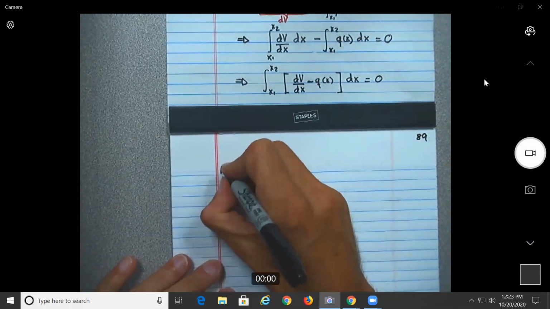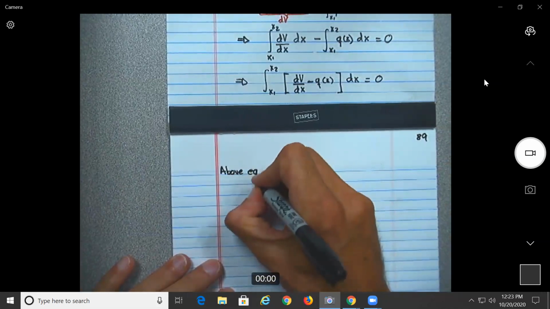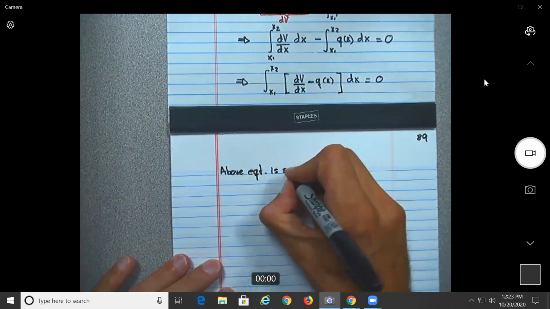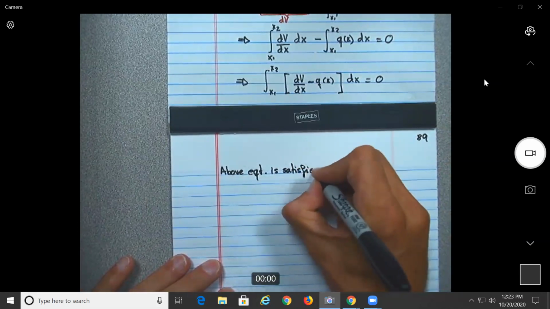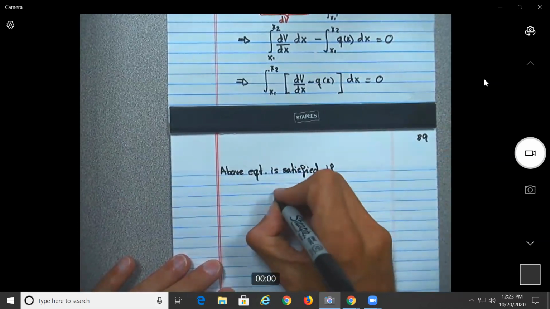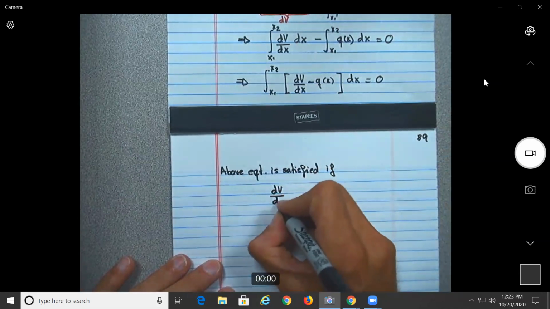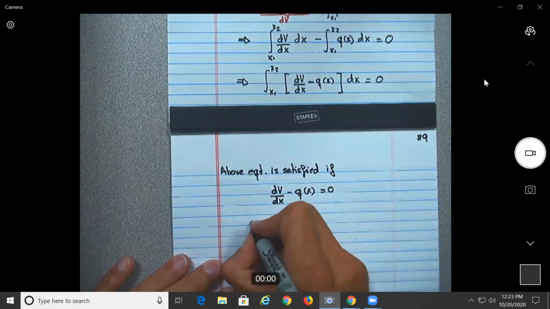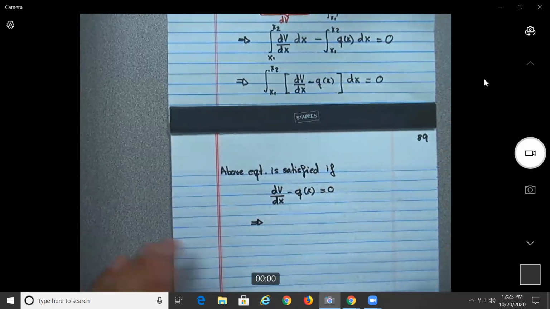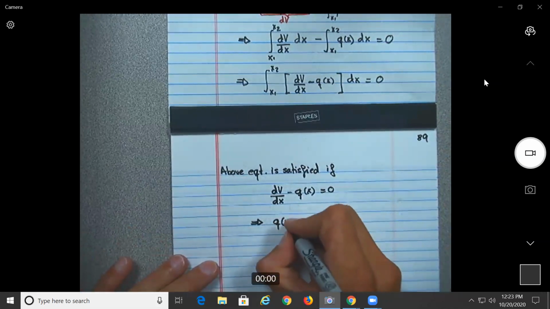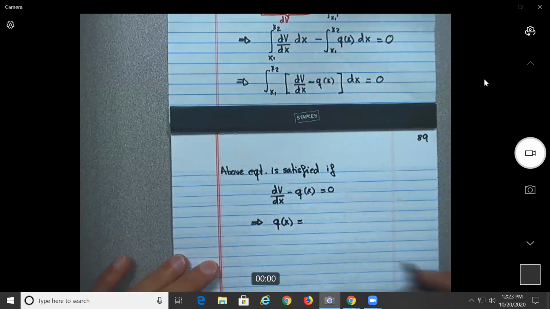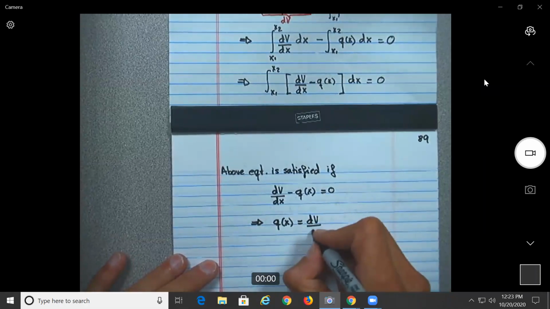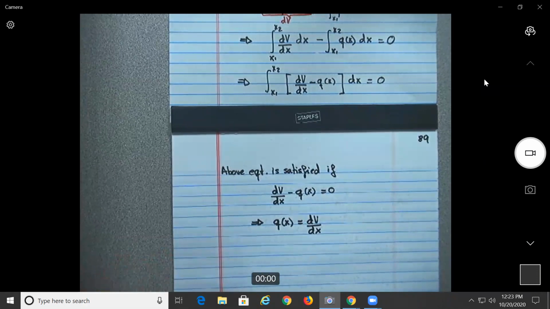So the above equation is satisfied if dV/dx minus q sub x equal to 0, or what is generally given in solid mechanics or even statics, that the distributed load is equal to dV/dx. And generally, q of x is given to you, no?